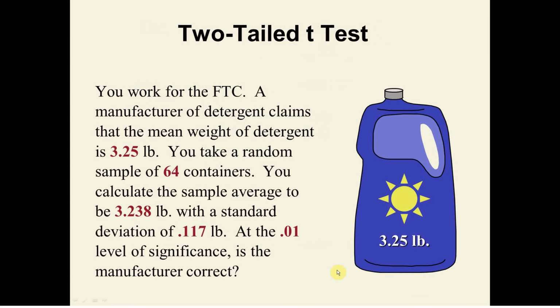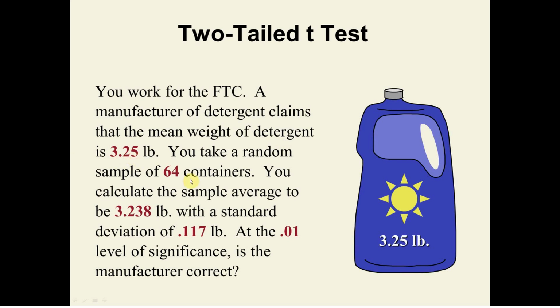Okay, let's look at a two-tailed test. Let's say I work for the FTC, the Federal Trade Commission, by the way, and a manufacturer of detergent says that the mean weight of this detergent as packaged is 3.25 pounds. Let's take a random sample of 64 containers. I calculate a sample average to be this and a standard deviation of that. Let's test at the 99% confidence level, or the 0.01 significance, whether the mean weight is equal to this. So the mean weight is equal to that, or is it not equal to that?